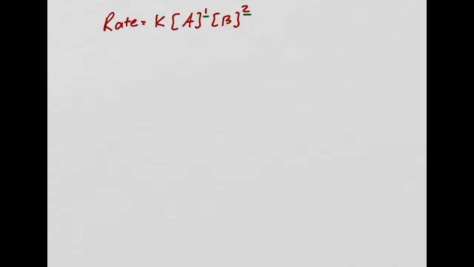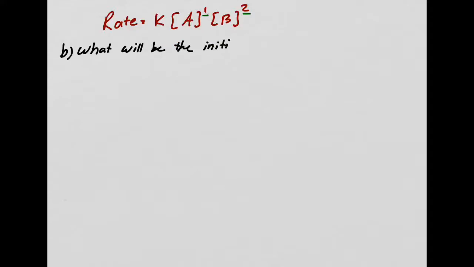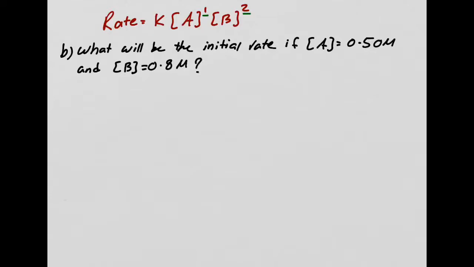Now what I want to do is add a part 2 to this, okay? You could always get more practice. Here's part 2. Let's do nothing but practice today. What will be the initial rate if the concentration of A equals 0.50 molar and the concentration of B equals 0.8 molar? Okay?